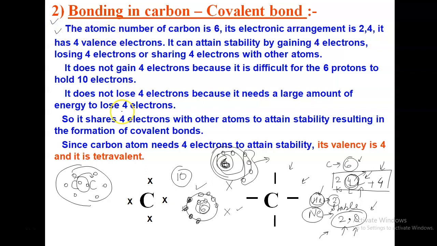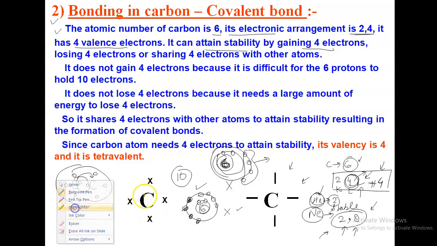Now read this paragraph. The atomic number of carbon is 6. Its electronic configuration is 2, 4. It has 4 valence electrons. It can attain stability by gaining 4 electrons, as I have said that it needs only 4 electrons in its outermost shell. The condition is that it can attain stability by gaining 4 electrons, losing 4 electrons, or sharing 4 electrons with other atoms.